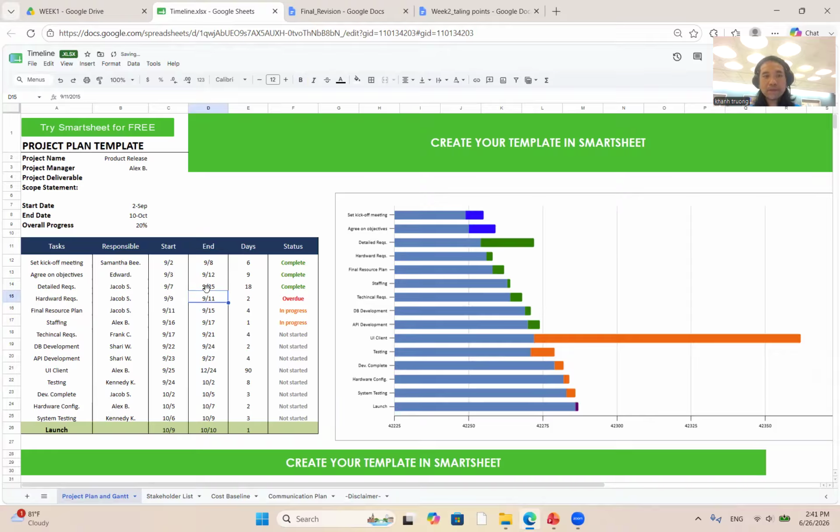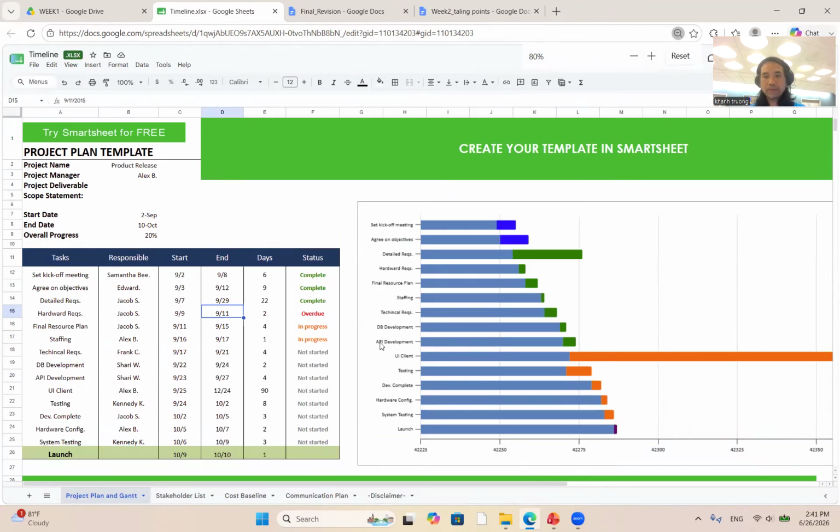See that? I just say maybe I'm going to do maybe 29. There you go, right? Or this one right here, the UI client. Can you see it?